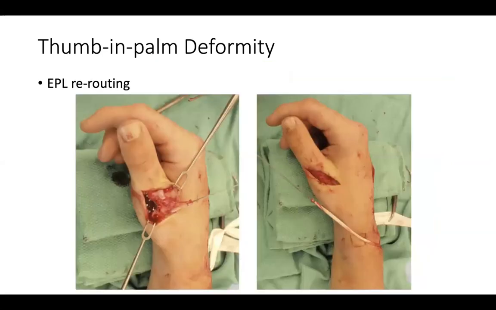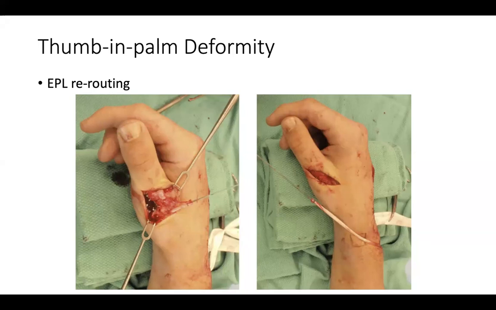And then along with releasing those tight structures, you also often need to augment the weak extensors. With the EPL in its normal position around Lister's tubercle, it functions as an extensor, as well as a secondary adductor of the thumb. Taking it out of its compartment and rerouting it through the first compartment converts it into a thumb abductor, which can be helpful.